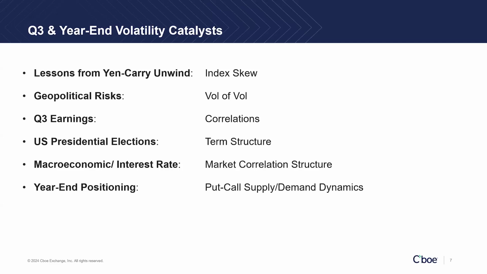And to analyze those particular risk catalysts, what we're going to do is refer to different aspects of the volatility surface. So to explain the yen carry unwind and its effects, we're going to reference index skew. To discuss geopolitical risk, we're going to examine vol. For Q3 earnings, we look at stock correlations. For the U.S. presidential elections, we look at the term structure.